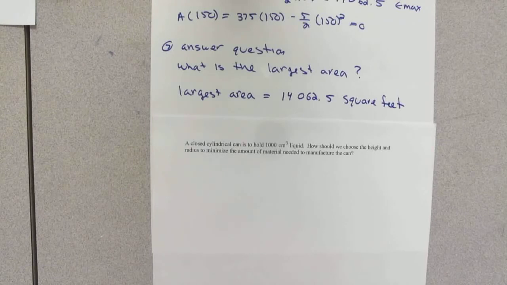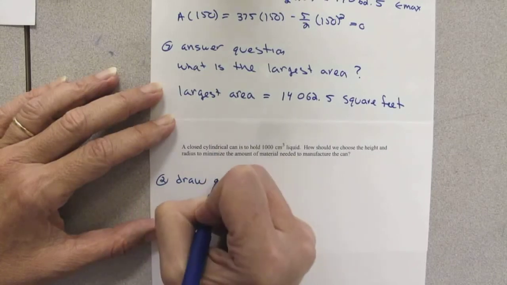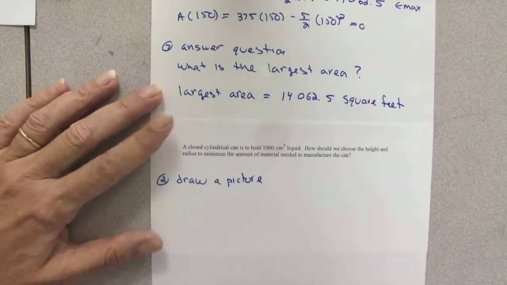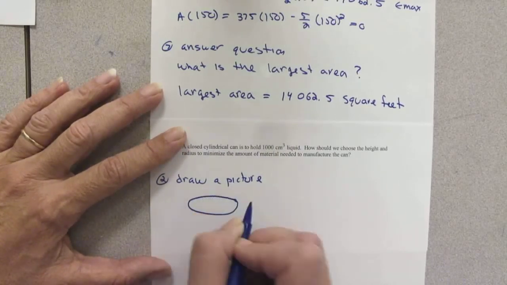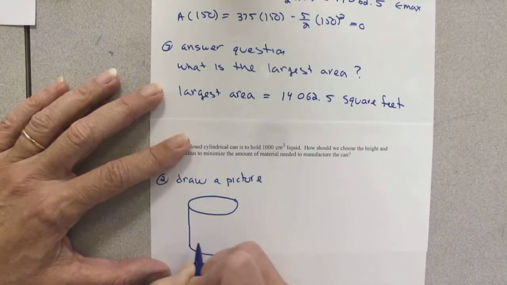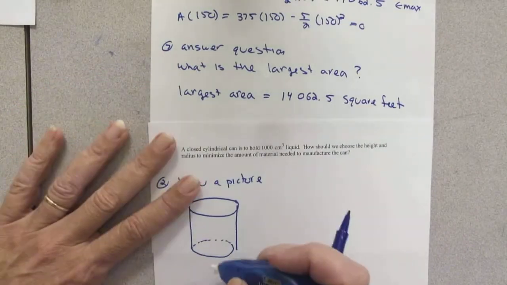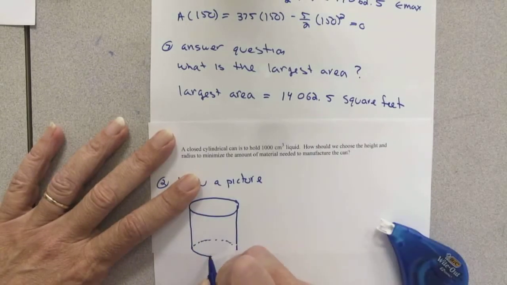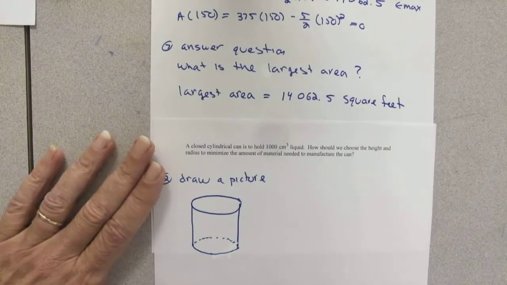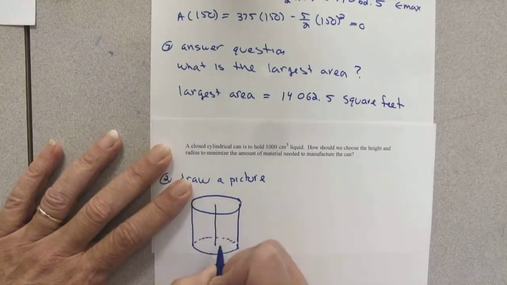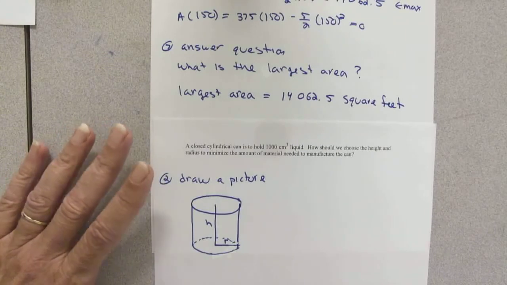So I've read the problem, so now we're going to draw a picture. And so it says a closed cylindrical can. So the best of my abilities to draw something that looks like a can. There's the top. There's the bottom. Didn't do such a good job there. And it says, how should we choose the height and radius? So let's have a height and let's have a radius. And I'm going to name that h and r. So there's my picture.